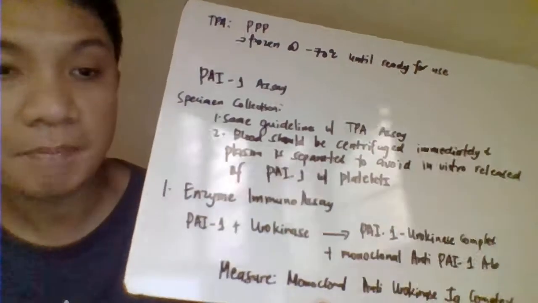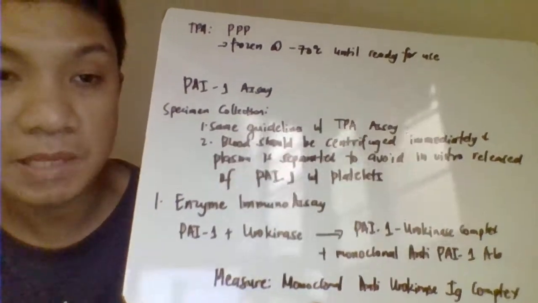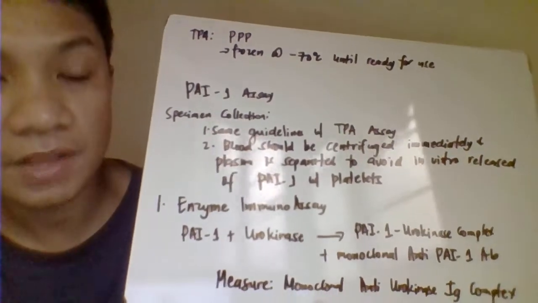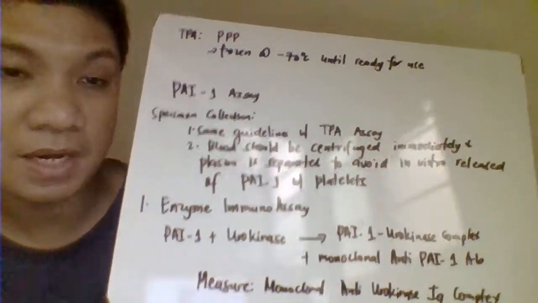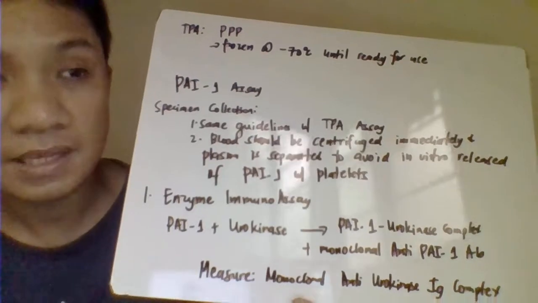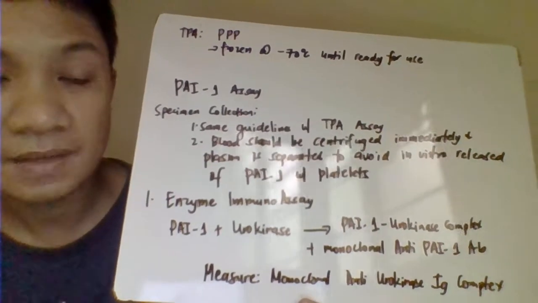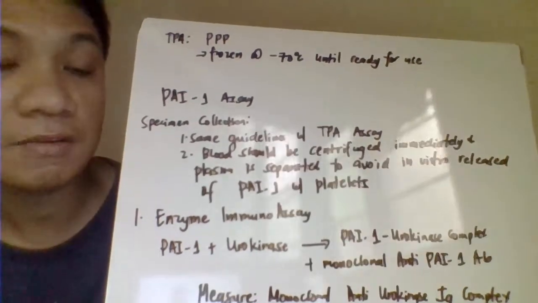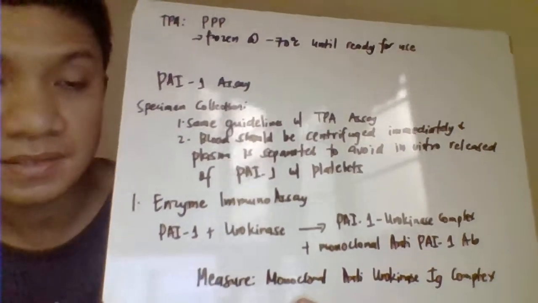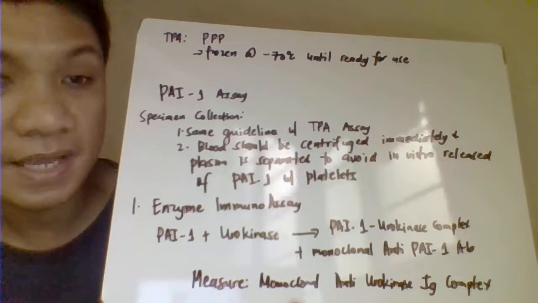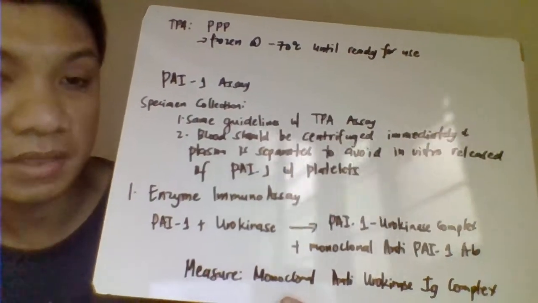Okay, now we have here the PAI-1 assay, which is your inhibitor for the activation of your plasminogen. The PAI-1 is produced by the different cells in our body, including your endothelial cells, and it's even stored as a component of the alpha granules of our platelets. So the specimen collection has the same guidelines as with the TPA assay. We are also using platelet-poor plasma on that.